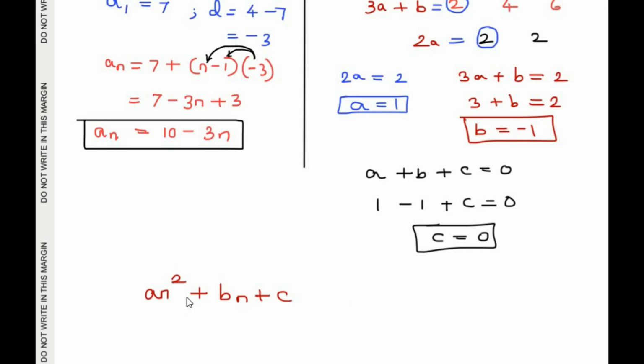Now here we are going to just plug in the values of a, b and c to get the nth term of the sequence. So here a was 1, so it's going to be 1n square or just n square. B was negative 1, so we are going to write it as negative 1n or negative n. And c is 0, so we are not going to write the c. So the sequence generated for the sequence c is n square minus n.